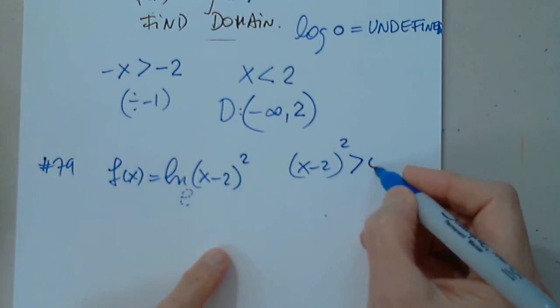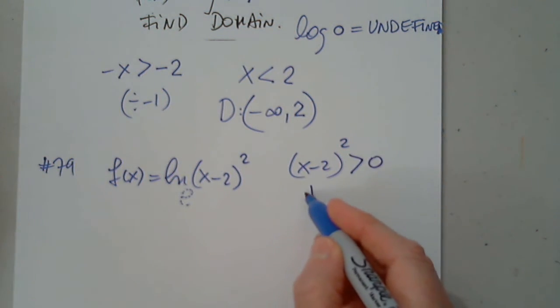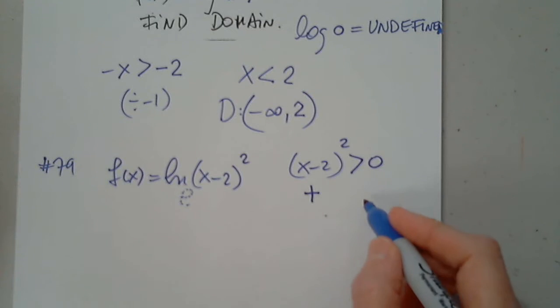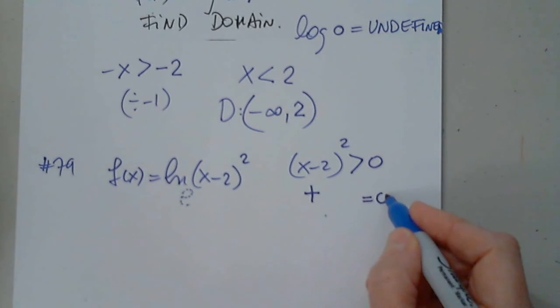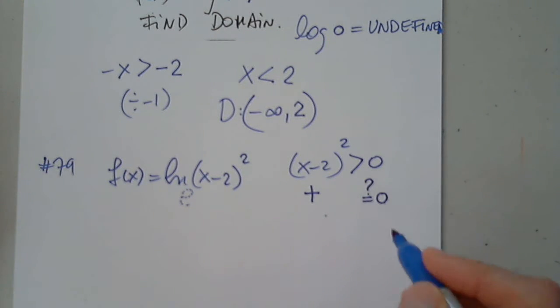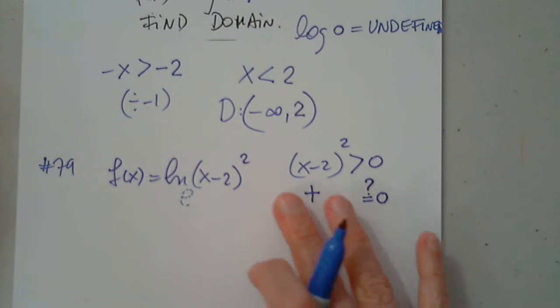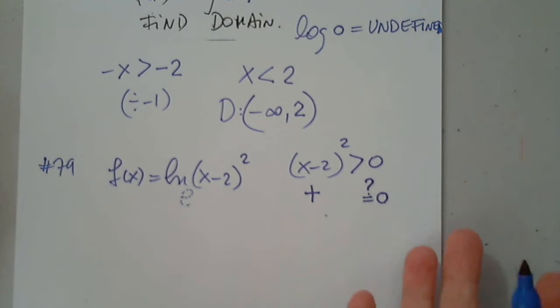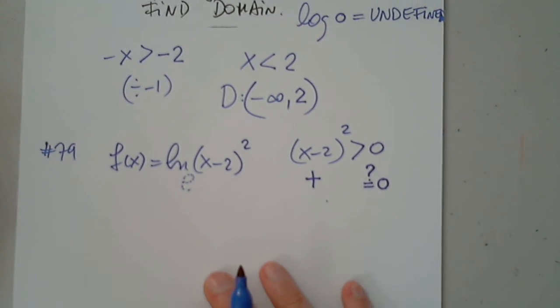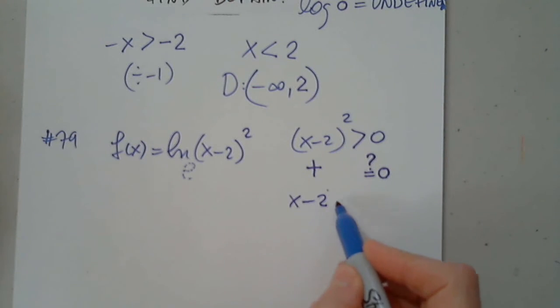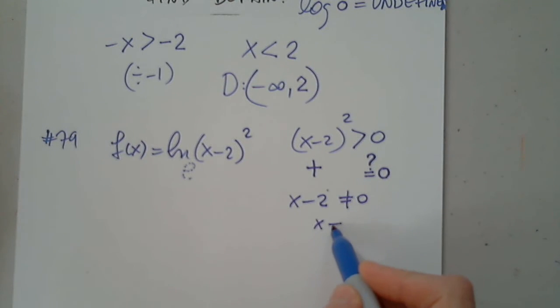Awesome. But you can say this is always positive. Yeah, but it could be 0. If you just look at this, you'll say, yeah, this is always positive, always strictly greater than 0. Yeah, but it cannot be 0. So x minus 2 cannot be 0, which means x cannot equal 2.